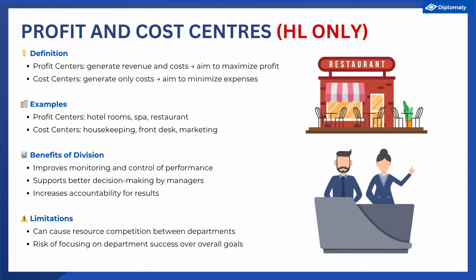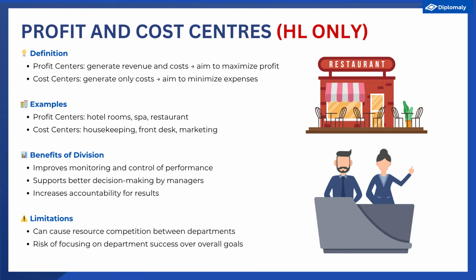Businesses can split up into different profit and cost centers for a few reasons. One, to monitor and control different parts of the business. This can help the business understand the performance of different departments or divisions. Two, it can help enhance decision-making. It allows the manager or leader of each division to decide in a way they see fit for their own division. And three, accountability. By splitting it up into profit and cost centers, senior management can hold these managers accountable for their division's performance.